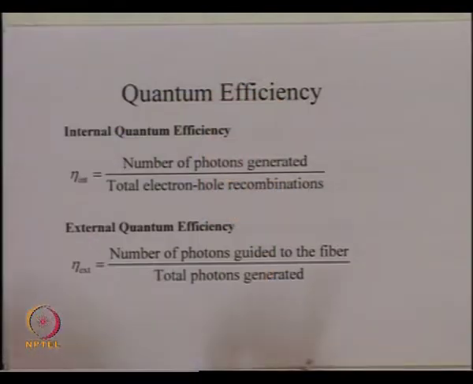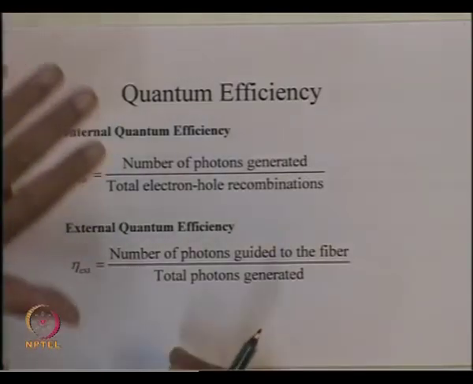The second efficiency, which is external quantum efficiency, is the one which is probably much more problematic, and that depends upon various factors. So here we are saying that the external quantum efficiency is the number of photons now guided to the fiber divided by the total number of photons generated. So here the photon is generated now. The only thing is, now we are trying to get this photon finally guided inside the optical fiber. So let us look at the journey of the photon after it is emitted.